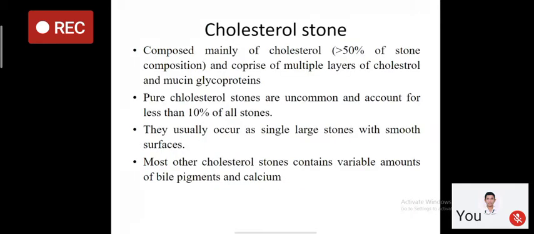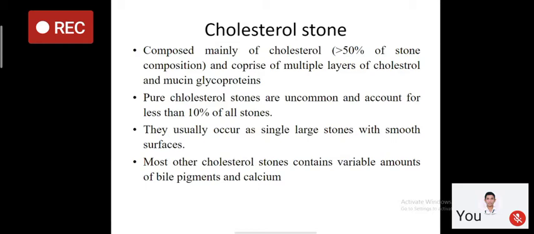So first, about the cholesterol stone. Cholesterol stones are composed mainly of cholesterol. Cholesterol constitutes more than 50% of the stone, and it comprises multiple layers of cholesterol and mucin glycoproteins. So the main constituent of this stone is cholesterol, and the rest can be bile pigment, bile salt, and phospholipids. But pure cholesterol stones are very uncommon and account for less than 10% of gallstones.